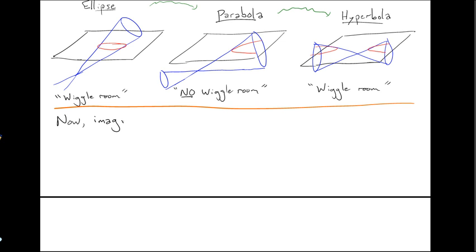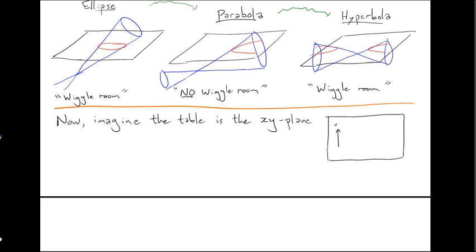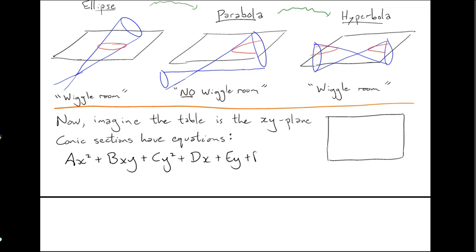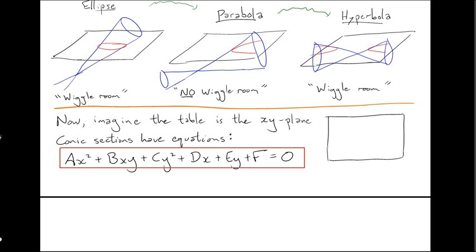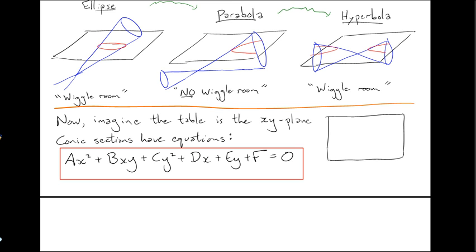Okay. Now let's imagine that the table, your desk there, is the XY plane. So here's your table, and you just put some coordinates on it. Maybe you do it like that, or maybe you do it like that. It really doesn't matter, but you just put coordinates on the plane. Now, we'll see, maybe in a future video, that conic sections have equations like this: ax squared plus bxy plus cy squared plus dx plus ey plus f equals 0.